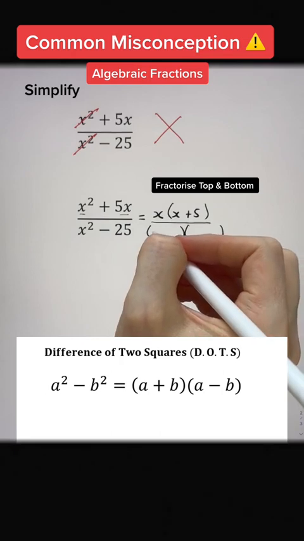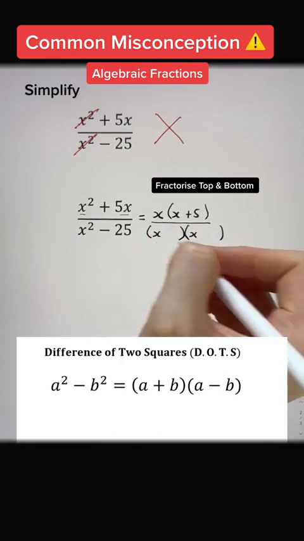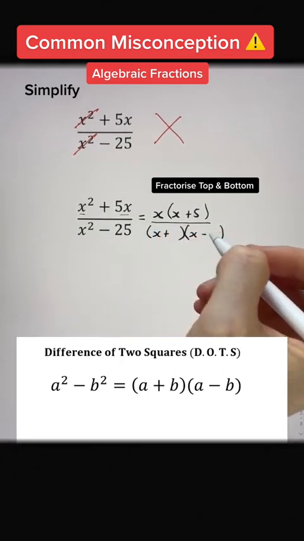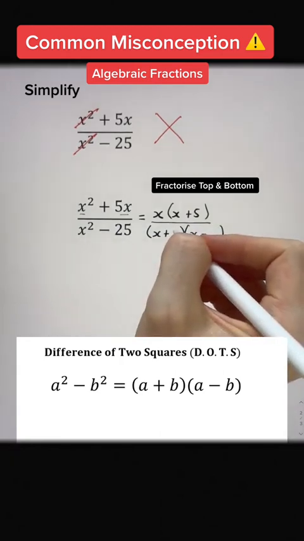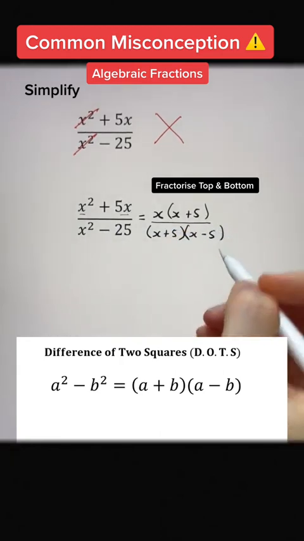What times itself is your x squared? We place a single x in each bracket. One as a plus, one as a minus. The square root of 25 is 5, so plus 5 and minus 5.